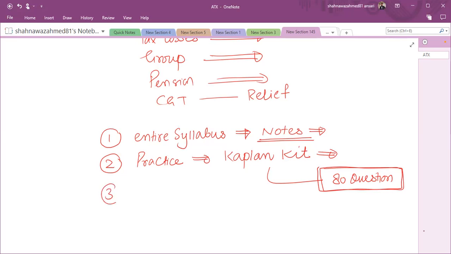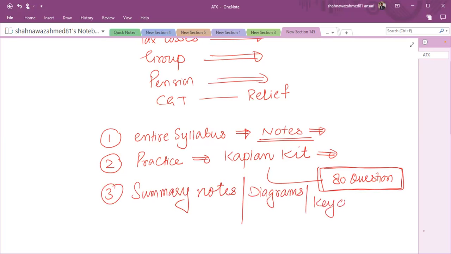You can also prepare summary notes, or use our summary notes, in order to memorize effectively the diagrams and key dates, so that you can reproduce them on the exam day. And you have to start memorizing, start learning, from day one.